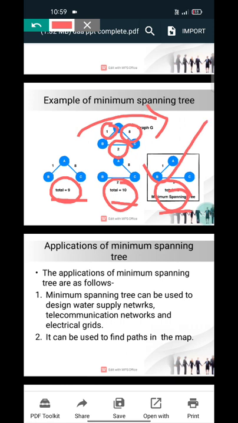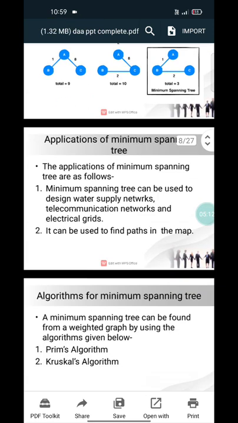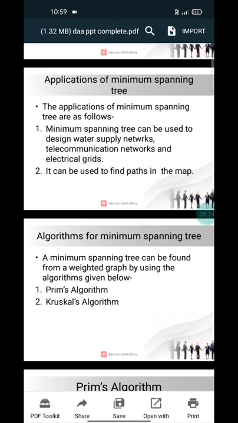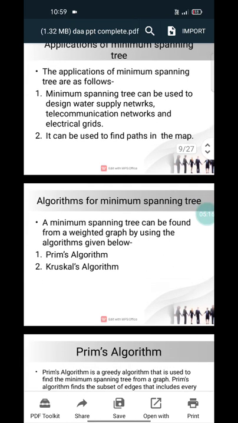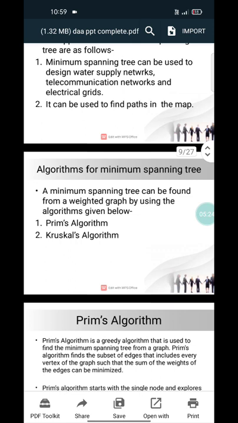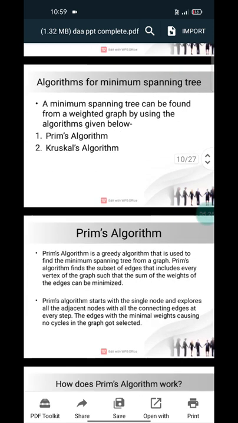So this will be the minimum cost spanning tree. Applications of minimum cost spanning tree: it can be used to design water supply networks, telecommunication networks and electrical grids. It can be used to find paths in the map.